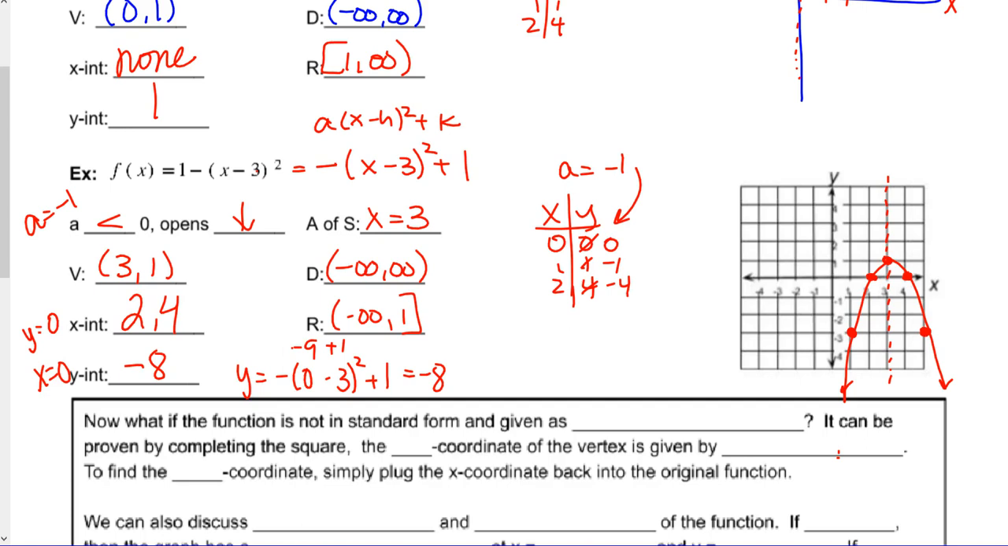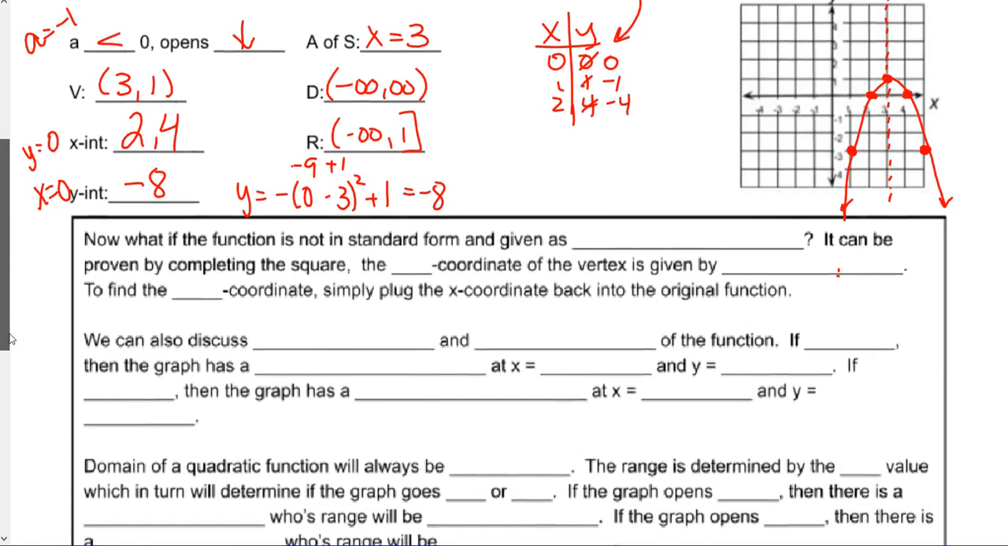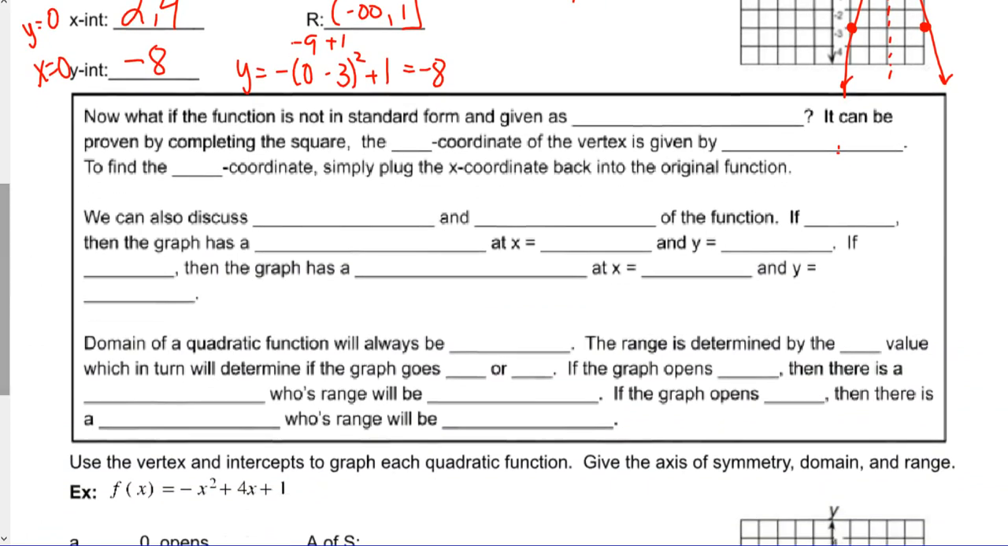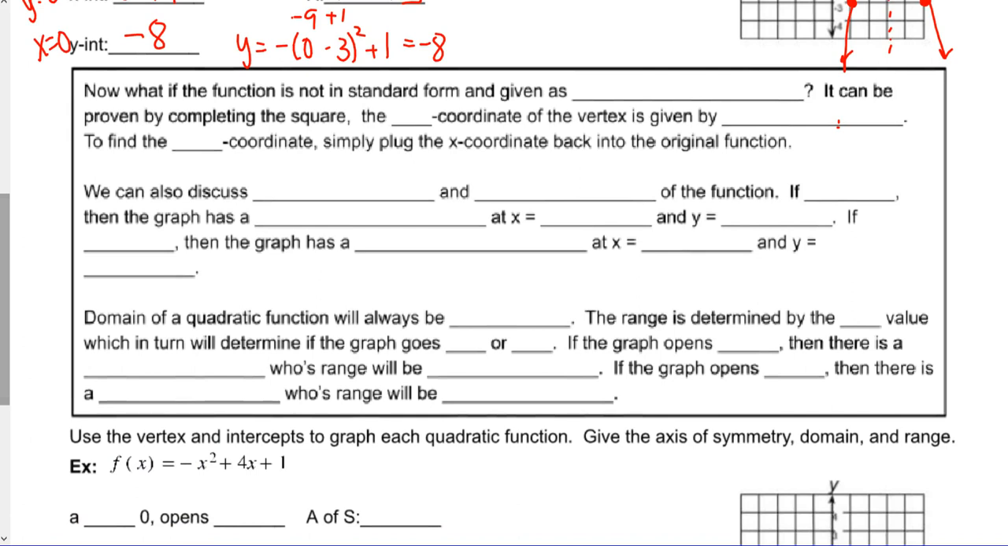Okay? So here are 4 examples of the types of things you're going to have to work with quadratic functions, and you want to make sure that you're capable of doing that within these types of problems. So here are the big characteristics of some of the things we're going to work with. If I give you a function that is not in standard form, okay? So now what if the function is not in standard form and is given as f of x equals ax squared plus bx plus c?